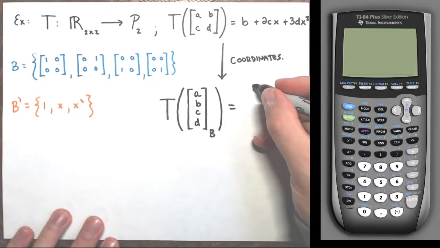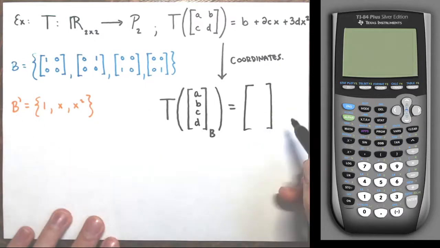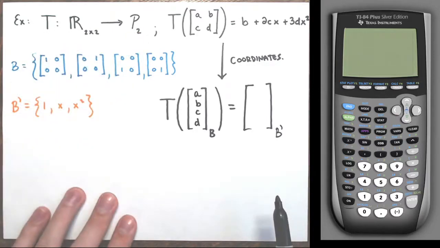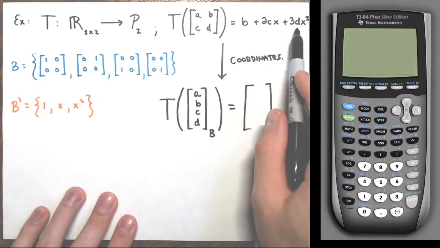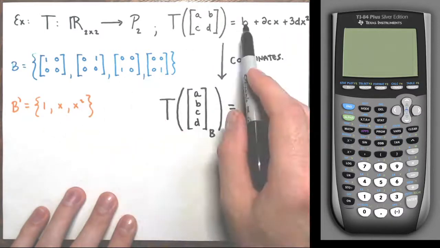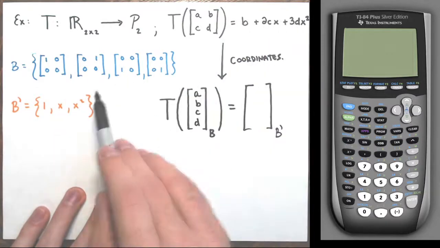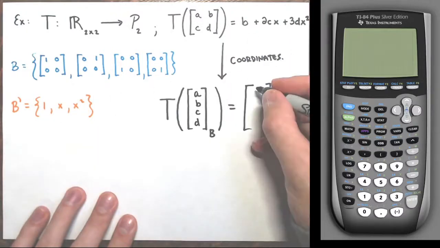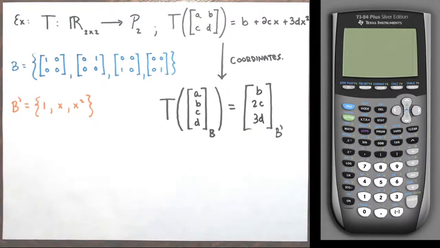And then over here I'm going to have a coordinate vector with respect to basis B prime, with respect to the standard basis for the codomain P2. And how is this written as a linear combination of these three? Well, it's B times 1 plus 2C times x plus 3D times x squared. So the weights, the coefficients are B, 2C, 3D in that order. So those are the components of my vector, B, 2C, and 3D. Right, it's a 3 by 1 coordinate vector.